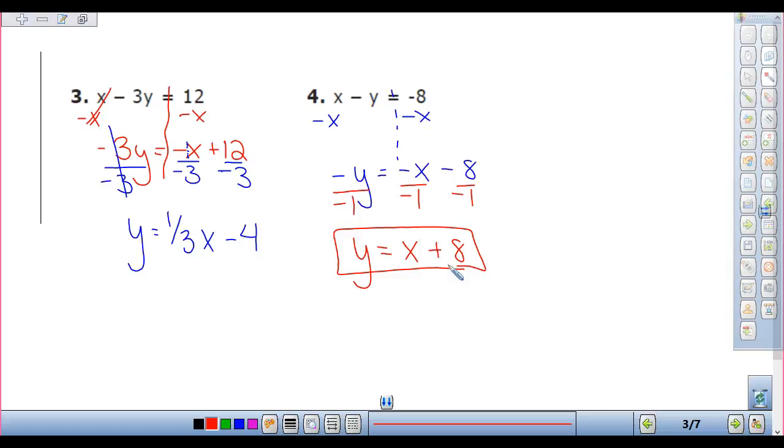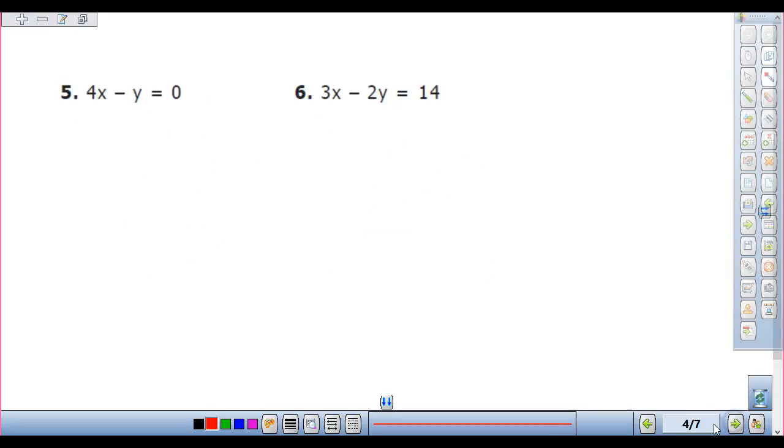Okay, do 5 and 6 for me. Okay, so we did really well on this. Minusing our 4x. The only thing that I saw on this was that some of us left it as negative y equals negative 4x. Remember, we got to get rid of that negative y by dividing by negative 1. So y equals 4x.